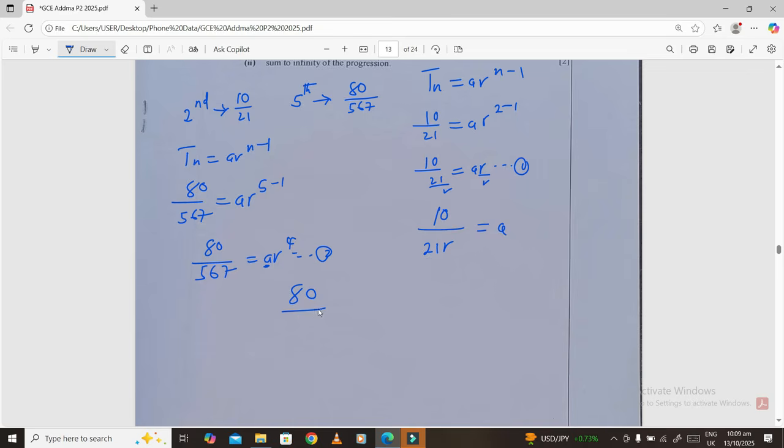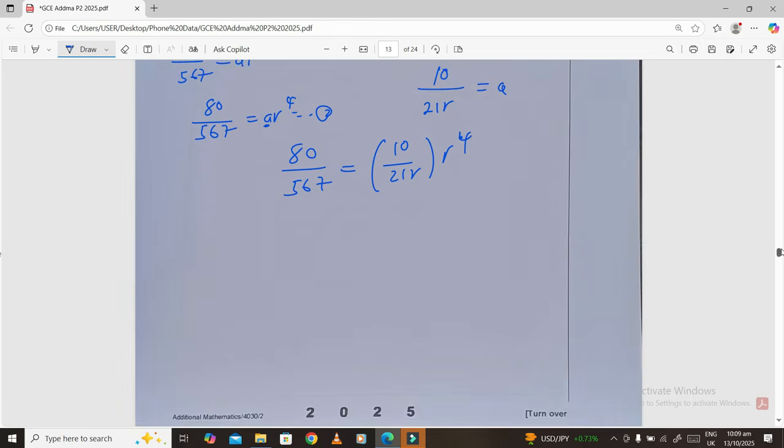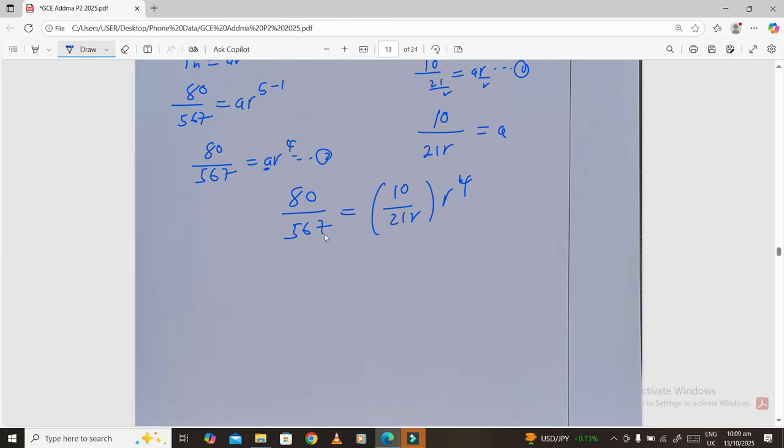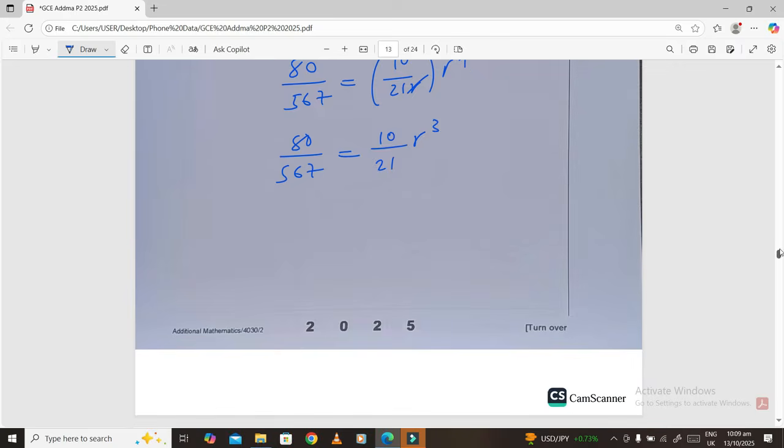So we shall have 80 over 567 equal to a r power 4, where a is 10 over 21, and then here it will be 80 over 567 equal to 10 over 21 r power 3. When we divide r by itself, it's 1, into r power 4, it's r power 3, which we have here. So we can cross multiply.